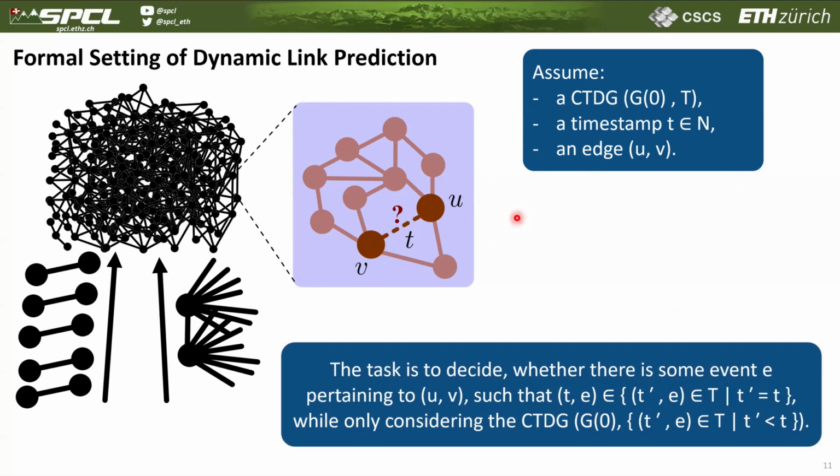So the way to state this formally is to decide whether there is some event E pertaining to this edge, or these two vertices U and V, such that this event takes place at this timestamp T, while considering the history of the past updates. So this is the formal way to state it. We don't have to take a look at that in more detail. What is important is this intuition: we have a timestamp T that is given, we have an edge that is given, and we would like to know if this edge will actually materialize while considering all these past updates that we have within our CTDG.